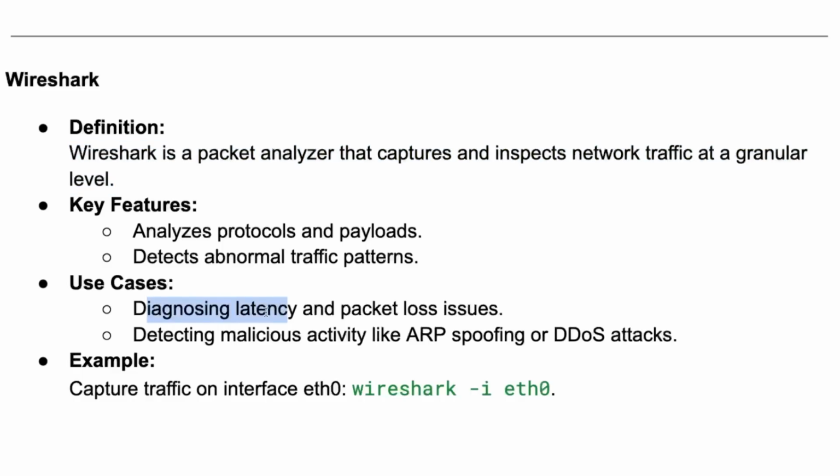So we have diagnosing latency, which is the speed, and of course packet loss issues. So if that's indeed the case, you can try to figure out where it's happening, why it's happening. You can also use it to detect malicious activity like ARP spoofing or DDoS attacks, because you can again filter the traffic. If we know that a DDoS attack includes ICMP packets, right, the ping packets, based on that, we can filter for ICMP and see what's going on, and where the flood of ICMP packets is coming from.